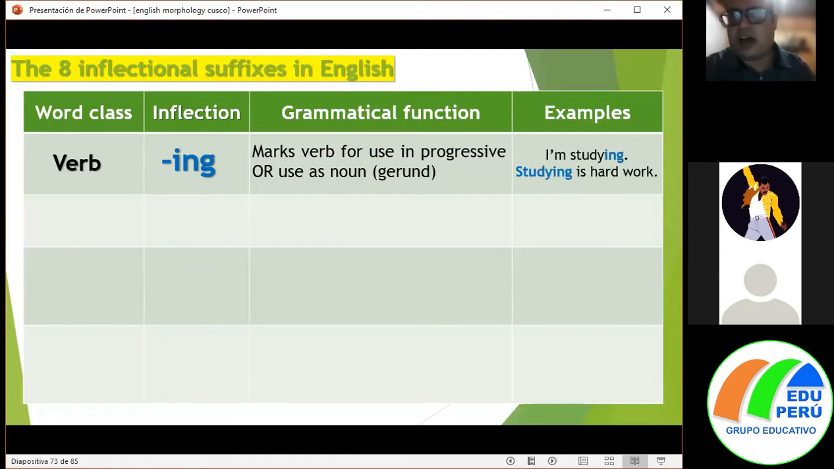So we have I'm studying. Notice this is in a continuous or progressive form. I'm studying, but you could use it as a noun, as a subject. Studying is hard work. And notice that we are going to use this structure as a verb, and also is it used as a noun. All right, but mostly as a verb, no? In a continuous or progressive form.